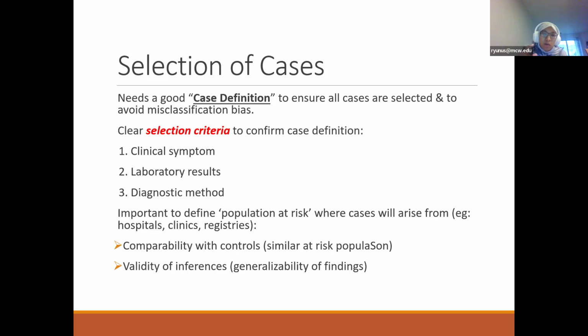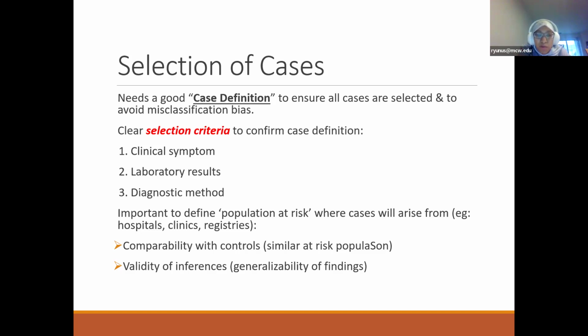That means they will make sure that the case fulfills certain clinical symptoms, certain laboratory results, and certain diagnostic methods. And only when an individual fulfills all the selection criteria, only then can they be included into the study as cases. So that's why you have to be very careful at this stage.